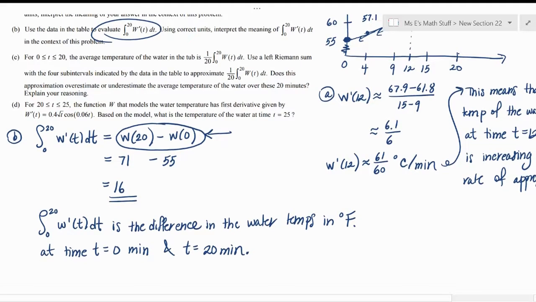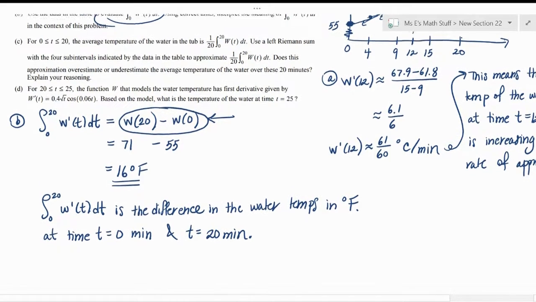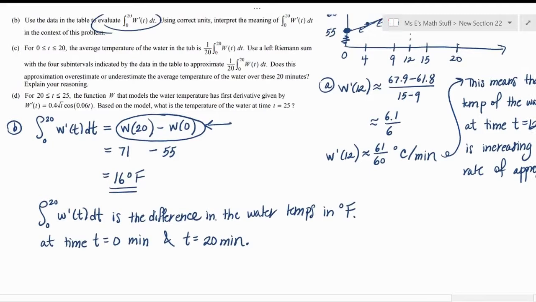Interpret the meaning. Yep, got it. Okay, and then I'm just going to go ahead and add 16 degrees Fahrenheit back there just because I feel a little paranoid. Okay, anyway, hopefully that makes sense. You could also say that that's how much the temperature of the water warmed up by. There are different ways to word that.